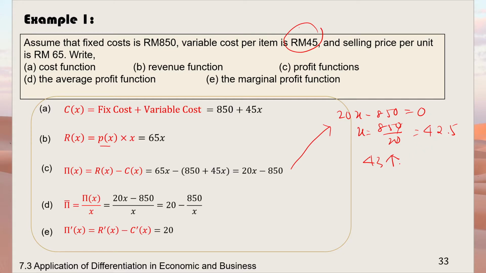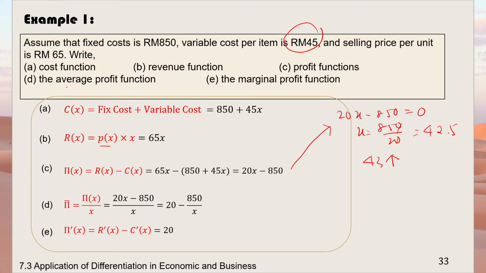If I sell less, let's say I sell 42 units, it's impossible to sell 42.5. If you sell 42, you are losing money. So this is what the profit function is telling you. Over here there is no in-between, so either you are earning money or you are losing money.